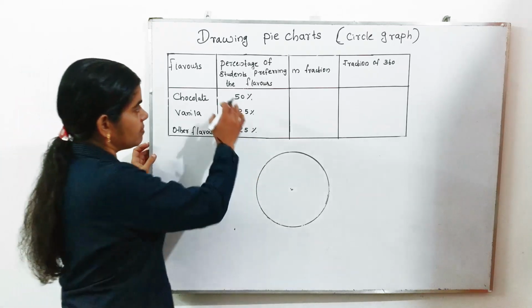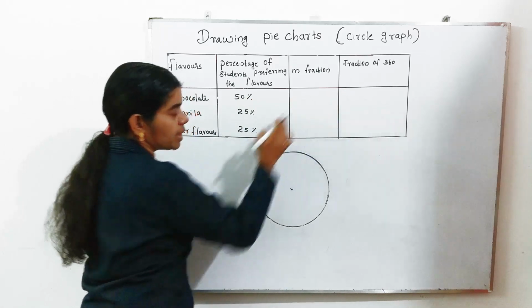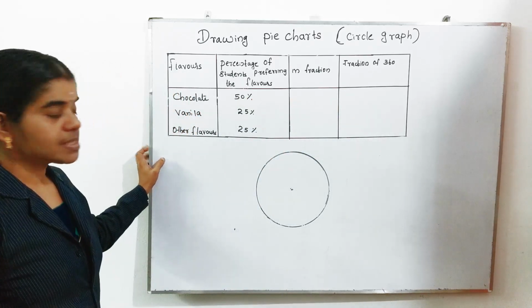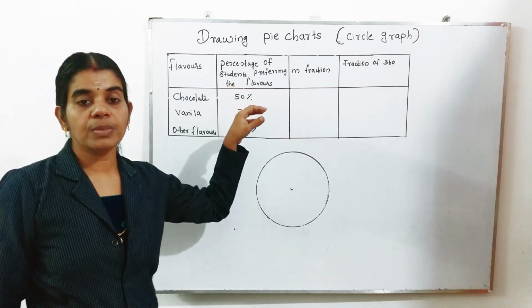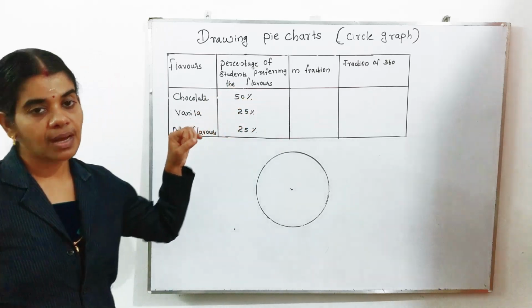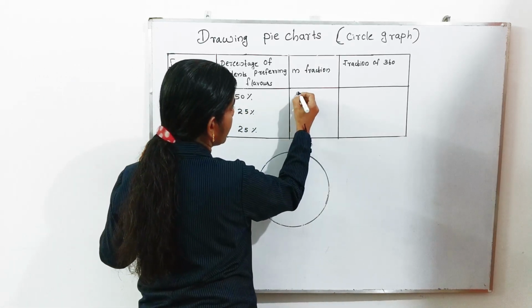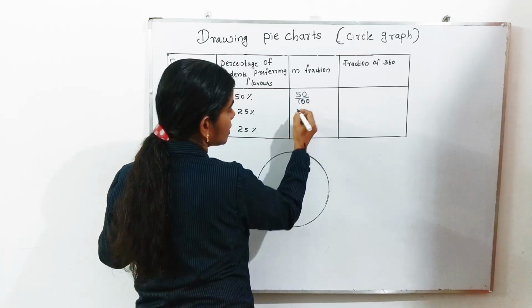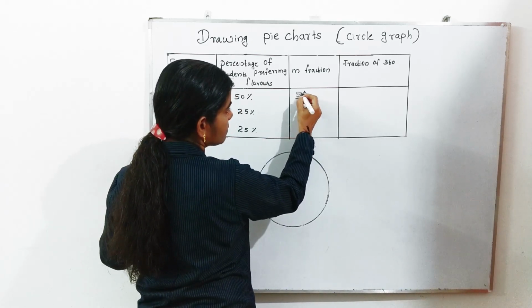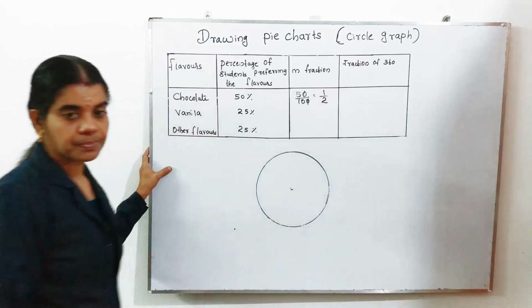Now the question is given, chocolate 50%. These two columns you want to make. First one is in fraction. Here percentage is given, so the total percentage is 100. So 50% means we will write 50 by 100. We can cut the zeros. 5 by 10 is equal to 1 by 2.